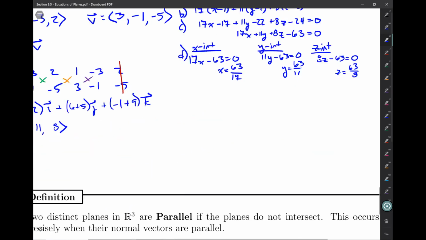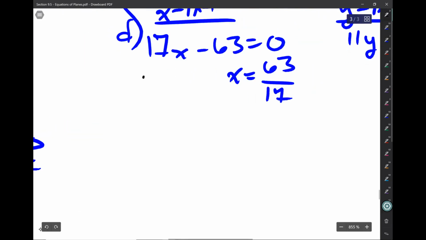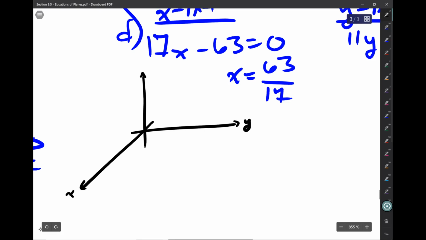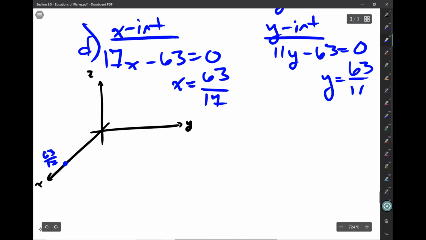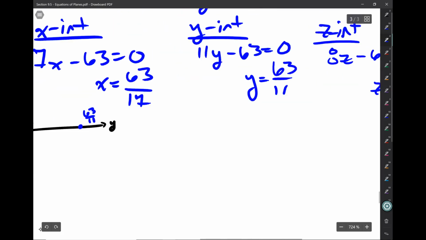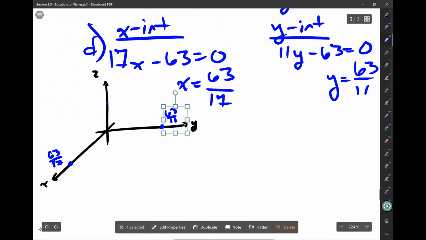When we sketch this, we need to start with our axes. So here's z-axis, here's a y-axis. Here's an x-axis. We should always label these. And we have 63/17 in the x direction. We have 63/11 in the y direction. There's 63/11. And we have 63/8 in the z direction. Here's 63/8.